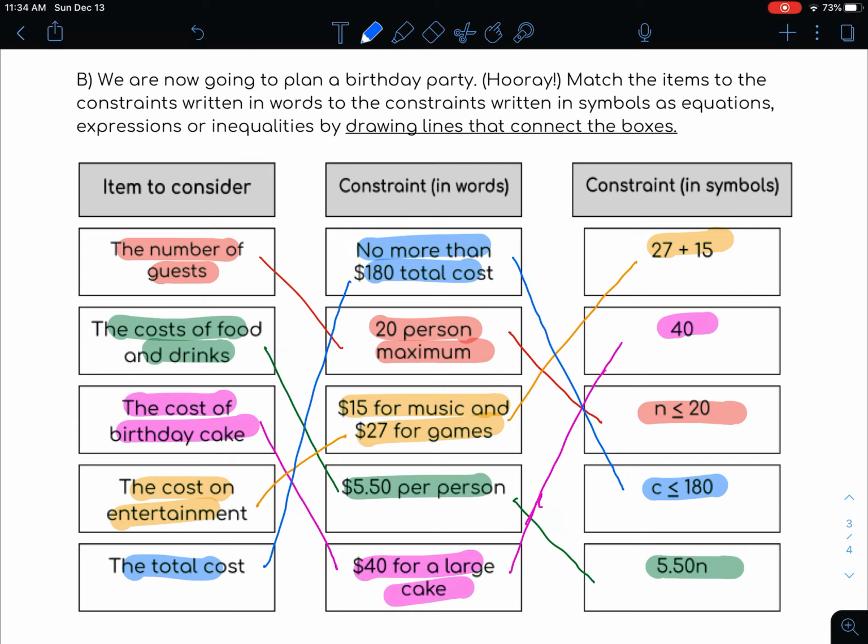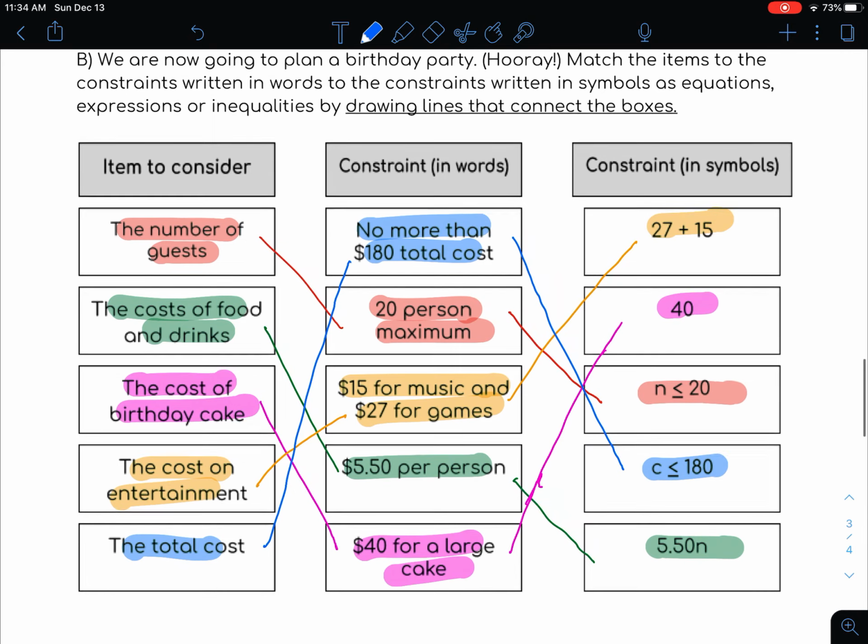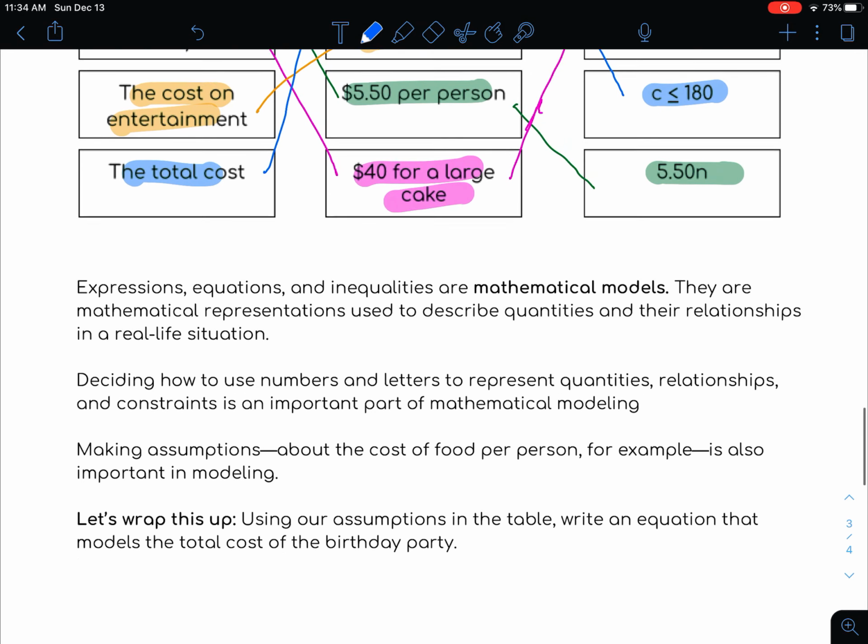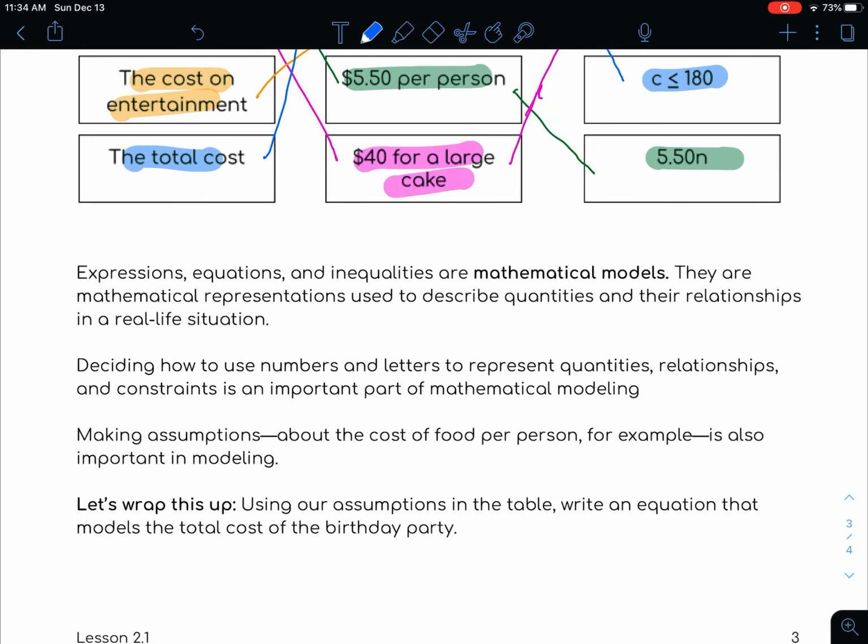So that's what a constraint is. It's a limitation that we need to be thinking about. In this case, the different dollar amounts that we have, both in budget and how much things actually cost, are going to be constraints for us thinking about our total amount of cost for our party.